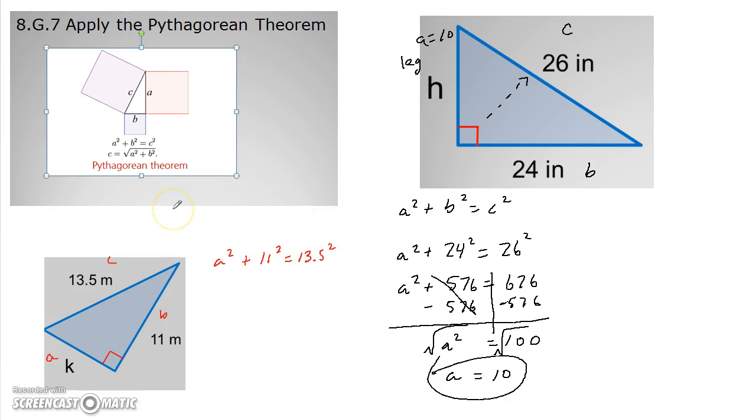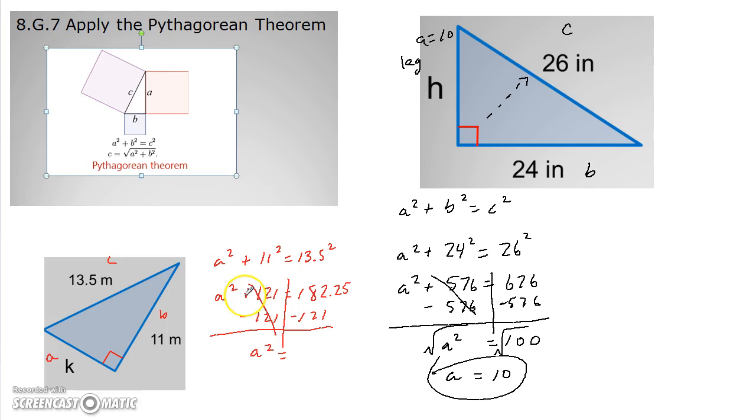So let's do all the math we know. We don't know what a squared is. We know 11 squared is 121. And 13.5 squared, put in our calculator, is 182.25. So let's do the math again. We're missing a leg, so we subtract. So this is gone because that cancels out.